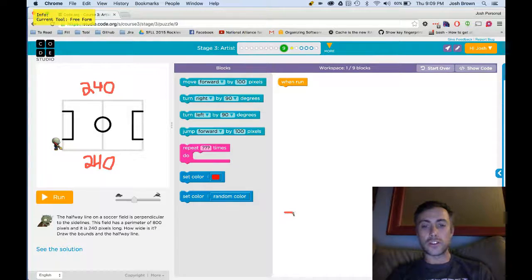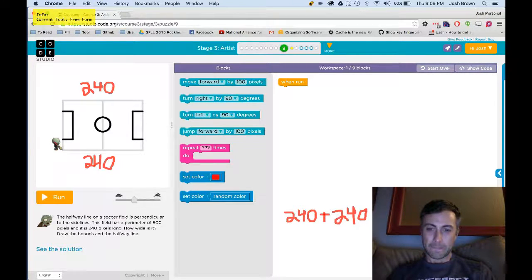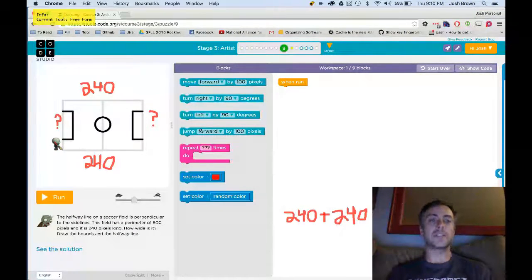So if we were to make this into a math problem to figure out what the other sides are, we would say 240 plus 240 plus unknown, right? This is going to be a question mark. Best question mark I could draw there. And then another question mark right here. And this total equals 800, right? So 800 just like that. So our question marks are right here. We don't know the length of these sides yet, right?